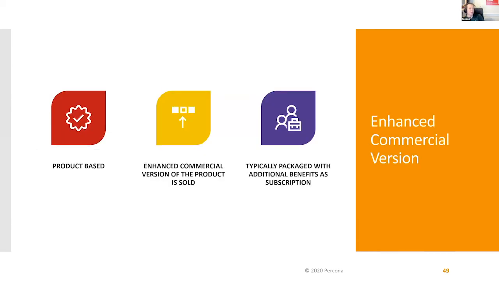And that is different from a model which I will call the enhanced commercial version, right? This model became connected to those days where you would have a community version, and then you also have a more advanced enterprise version, as it's often called. And that version is available under the commercial license, right? So you have both a dual license, commercial and open source, but you also have different features which are available under proprietary options. So in this case, you have an enhanced commercial version of the product that is sold, and that's traditionally packaged with additional benefits such as a support subscription, right?